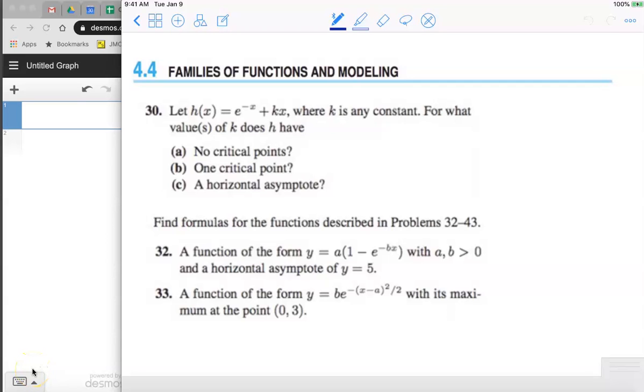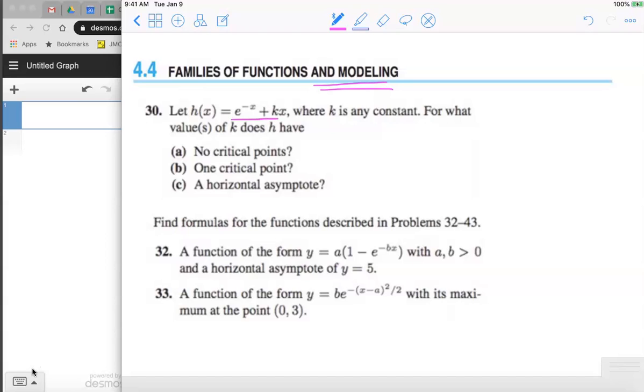All right, in a prior video, we looked at polynomial functions that had parameters in them, and those functions could be acting as models for some particular situation. So in this video, we're going to look at functions that have exponential functions, but also have parameters in them.